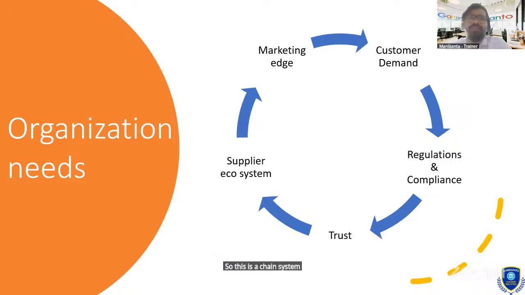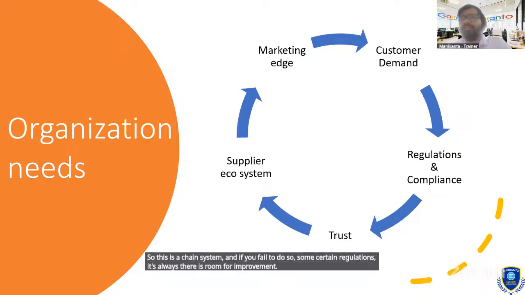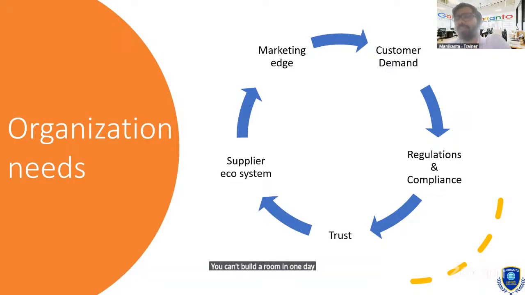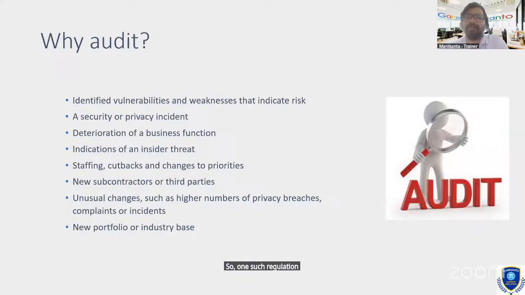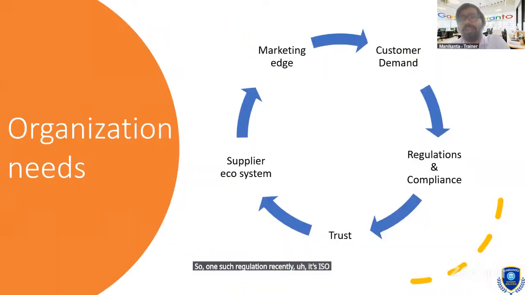And if you fail to do so on certain regulations, there is always room for improvement. You can't build Rome in one day. So you need to follow a lot of different regulations. One such regulation recently is ISO 27219, which is only related to privacy. So it will give a little edge. So certain things you have to do. You have to do your homework, try to understand, and that will help you give a better edge in the market.